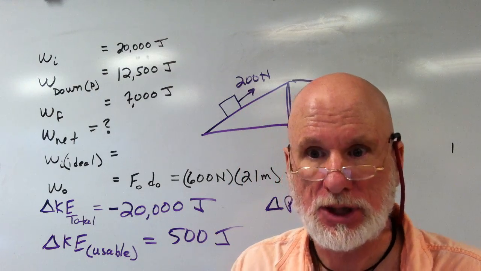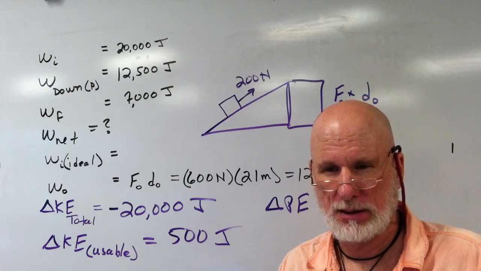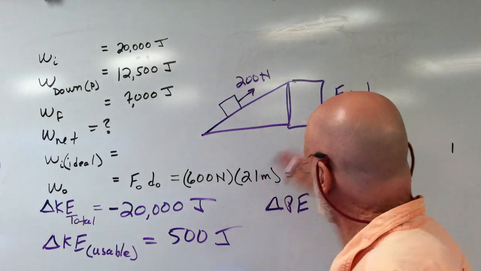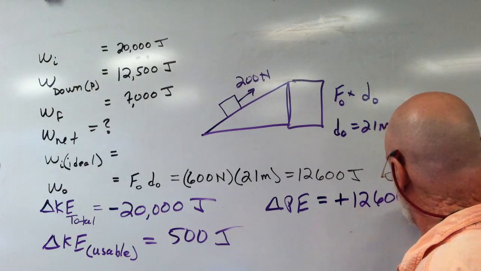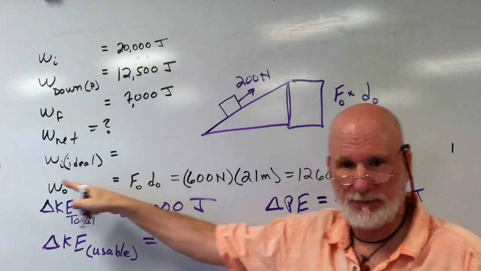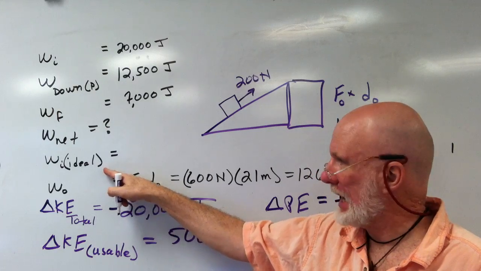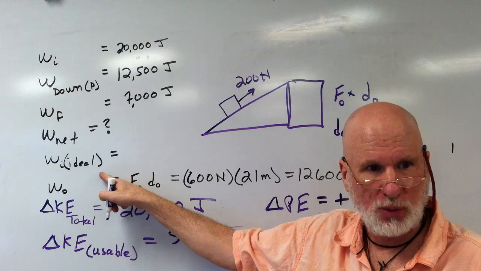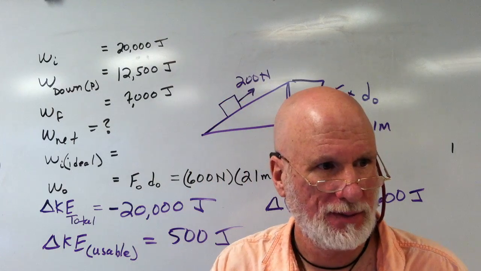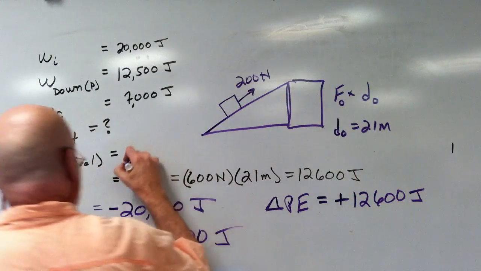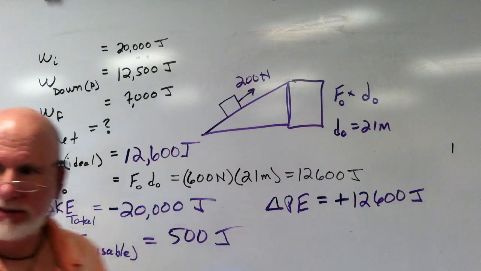It's 12,600. Plus, because it was given that. So it's going to be plus 12,600, right? You see how that equals the work output, the same thing? You see how the ideal work is what? What's the ideal work? 12,600, right? You see that? That's the ideal work.